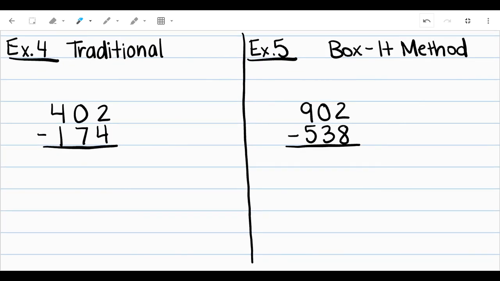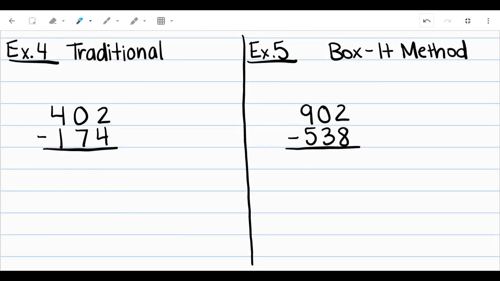So we have the traditional and the boxing method. For the traditional, for example 4, we have 402 minus 174. So I start in my ones column as always, and I have 2 minus 4. Well, I have more on the floor, so I have to go next door. I don't have anything to take away here, so I have to go over to my hundreds column. If I take 1 from my 4, I now have a 3, and I add 10 more to my tens.